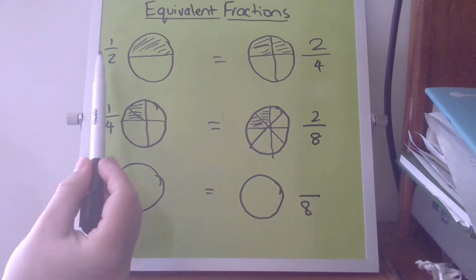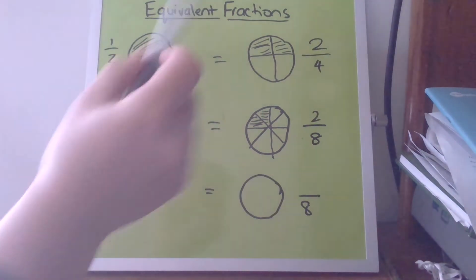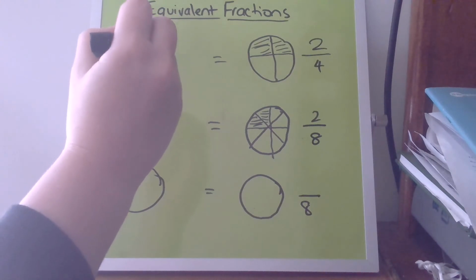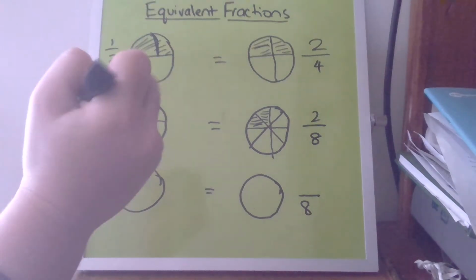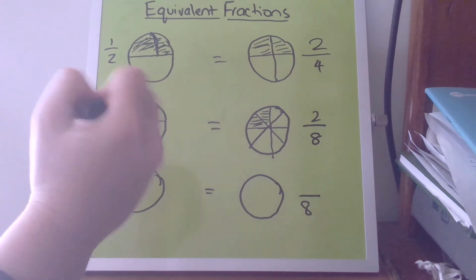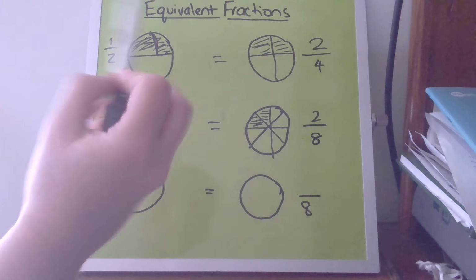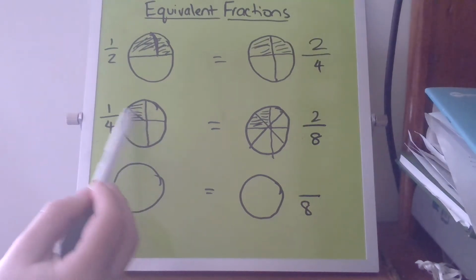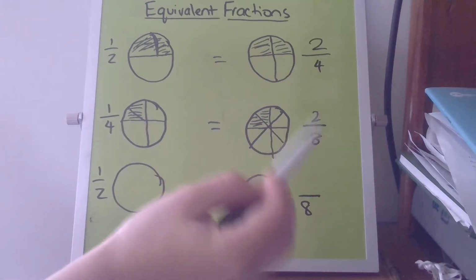So you might have noticed for each of these, all we're really doing is splitting each piece in half. For every single piece we've got, we're going to end up with 2 smaller pieces, 2/4. 1/2 is 2/4. With this one, we just split our quarter into 2 pieces to make 2/8.